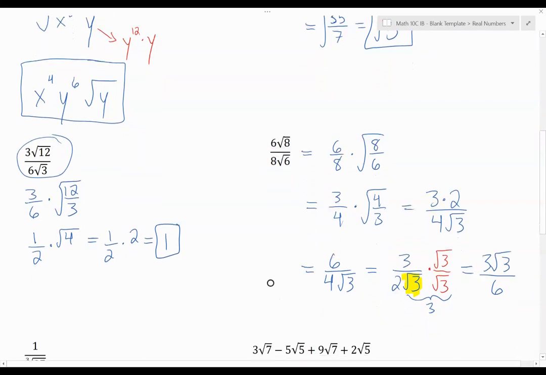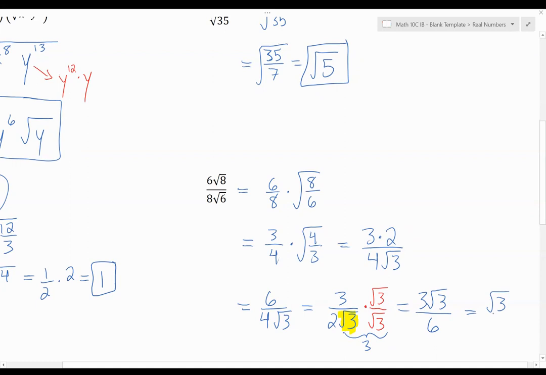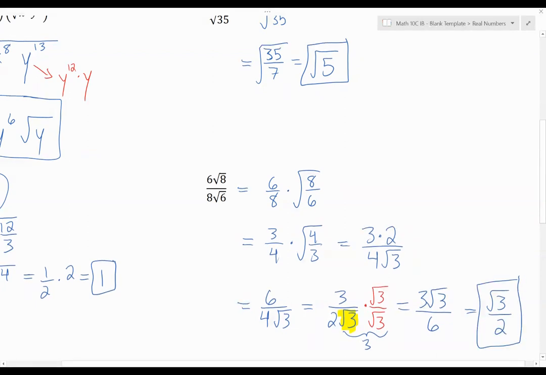And then I actually have one final step I can do here, because 3 over 6 is the same thing as 1 over 2. So this is the final fraction.